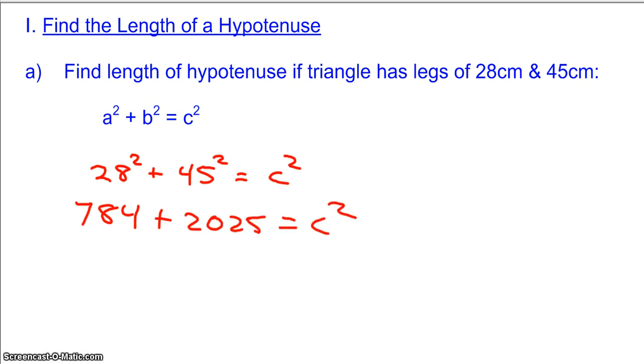So we simply add these. 4 plus 5 is 9. 8 plus 2 is 10. Carry a 1, right? 7 plus 1 is 8. And 2,809 is c squared.